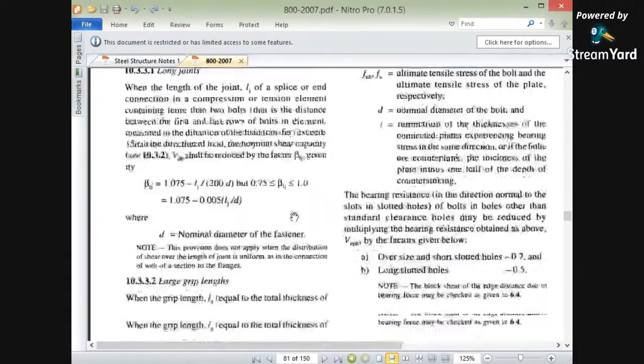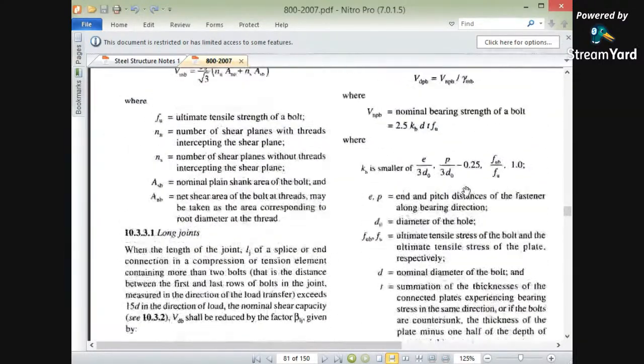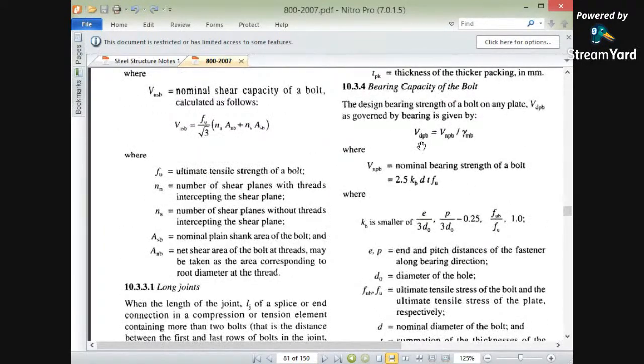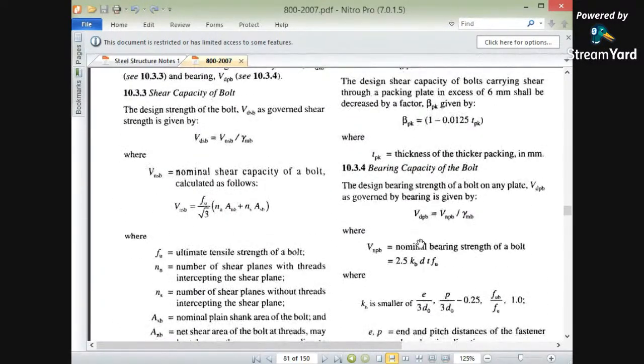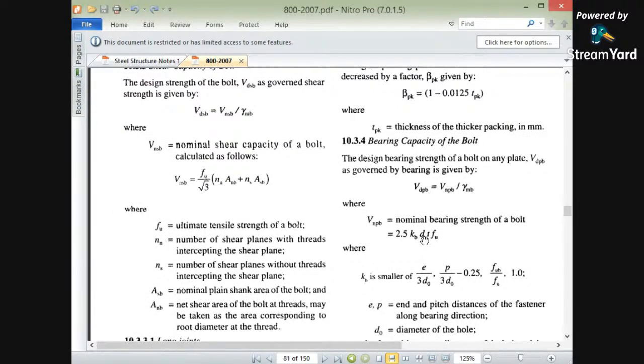So what is the formula for the bearing strength of bolt? Again it has been given in the IS code. V_dpb is V_npb, the bearing capacity of bolt, divided by gamma_mb. What is V_npb? That is 2.5 k_b d t f_u. What is d? d is the diameter of bolt. t is the minimum thickness of plate. f_u is the ultimate stress. k_b is the smaller of these values.